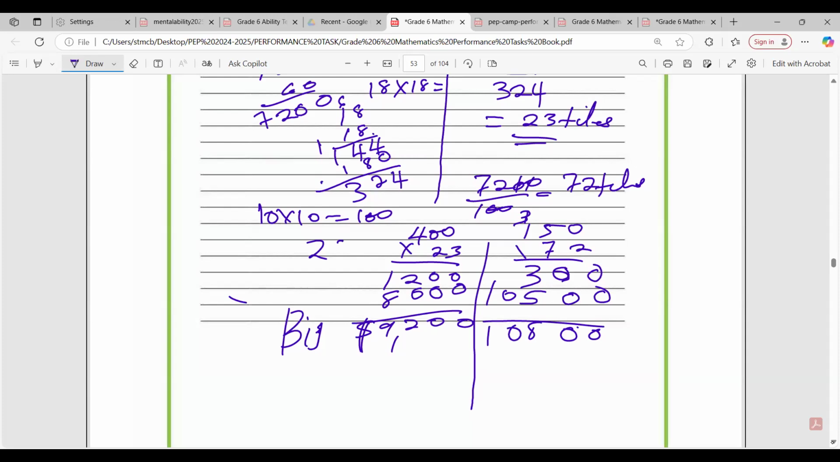So guess what, guys? The big tile is cheaper. So let's look at the difference. 10,800 and 7,200. So you can put this in your answer, right?